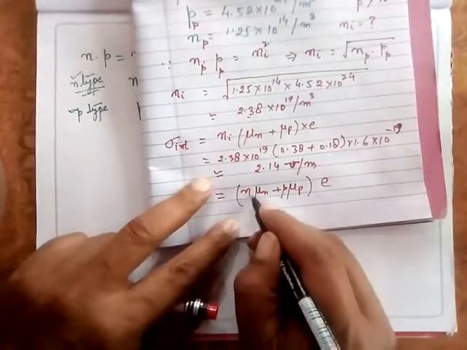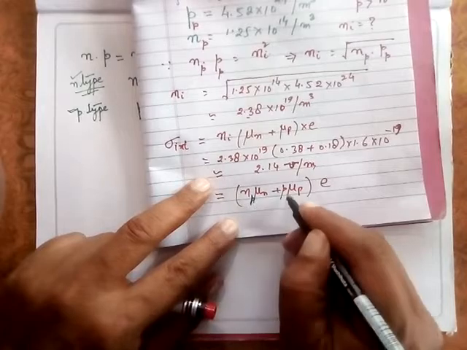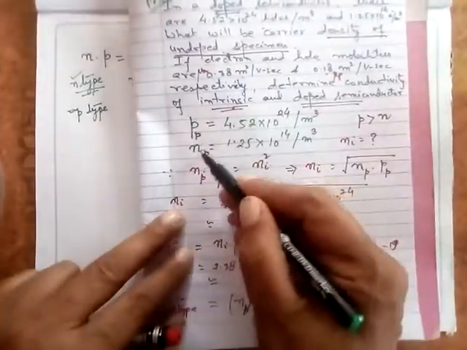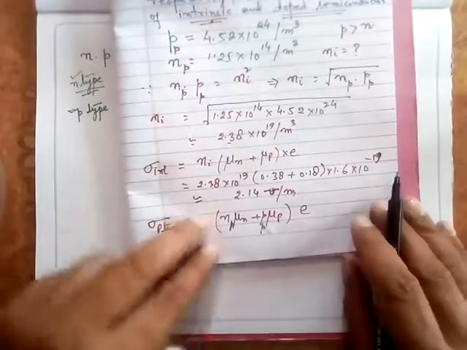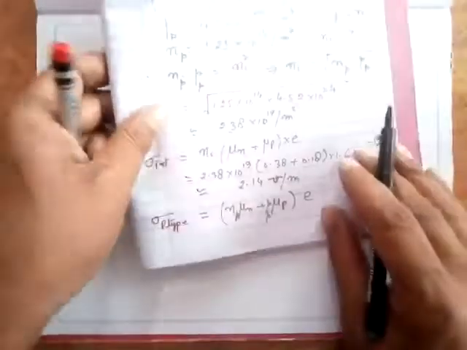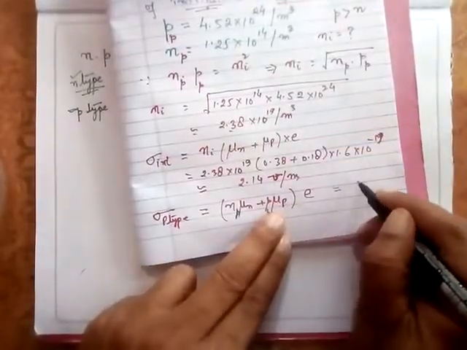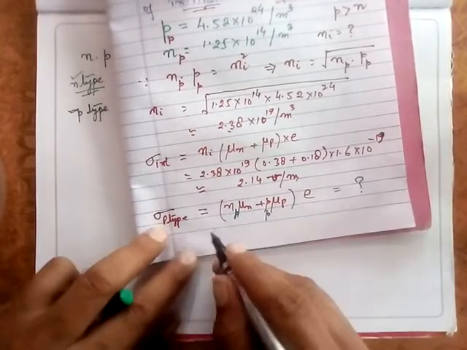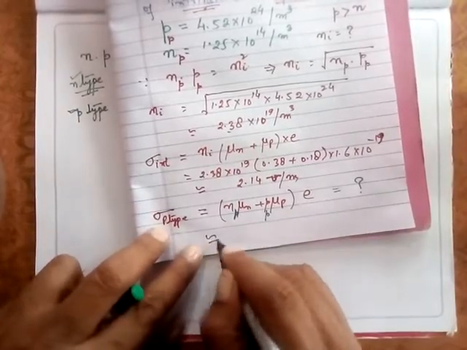You simply substitute the number of electrons n and the number of holes p for the p-type semiconductor, which is already given to you. You substitute the value of n mu n plus p mu p, and mu n and mu p are given to you. You can find the exact value of this. Or I can do an approximation, and you'll get approximately the same result.